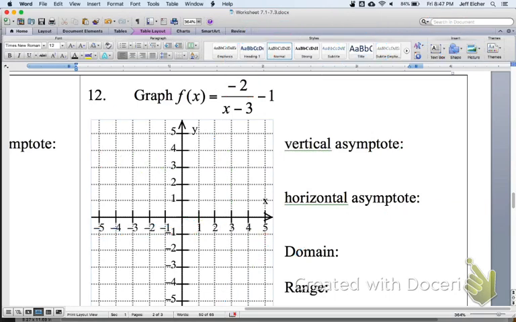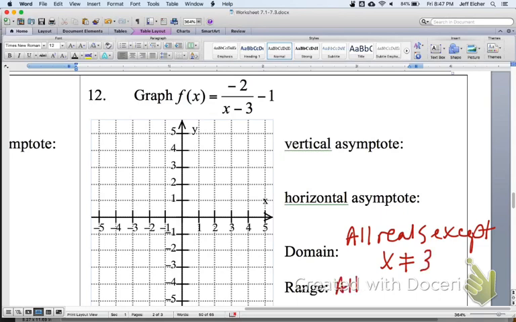Excuse me, the domain and range of number 12. Let's see if I could do it without a graph. All reals except x can't equal 3, and then the range is all reals except y cannot equal -1. There we go. Okay, on to number 13.